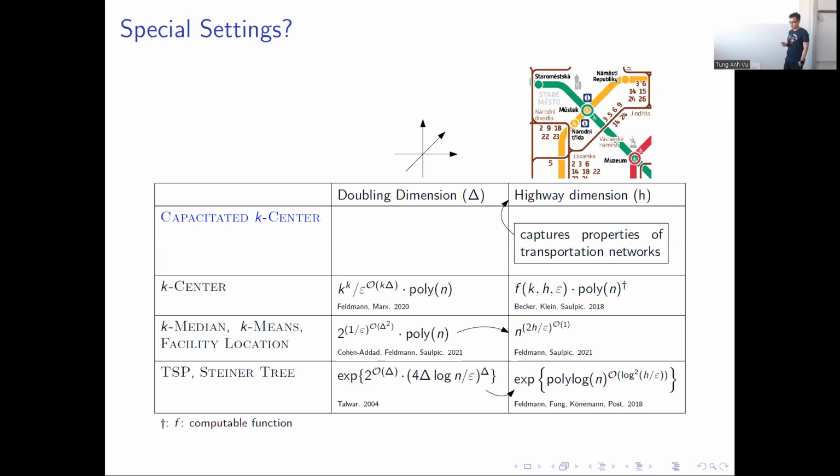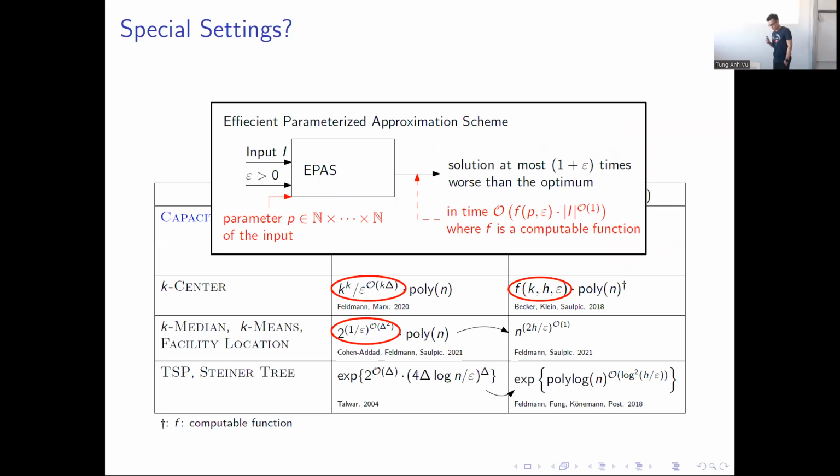All right. So what did we do? First of all, to truly appreciate what we did, let me make one more definition. An efficient parameterized approximation scheme, or an EPAS, is a polynomial time approximation scheme, but now in addition to the instance and epsilon, I receive some parameters of the input. And what do I want? I want again a solution that is at most 1 plus epsilon times worse than the optimum. But now the running time is restricted to be polynomial in the input size and some function of the parameter and epsilon. So for example, 2 to the parameter times n to the 1 over epsilon is not allowed anymore, because epsilon now appears in the exponent of the input size, which we don't want. So the dependence of the running time on epsilon also has to be some computable function. Okay, makes sense.